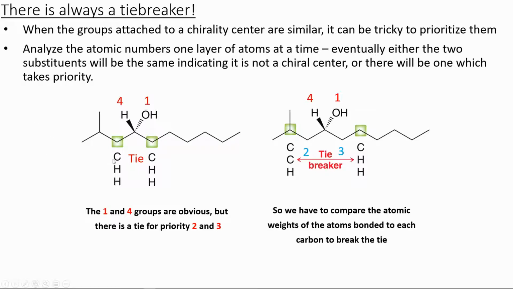We have to keep moving further away. So this carbon has 2 hydrogens attached. This carbon has 2 hydrogens attached. These two are tied. So if we step out one further carbon, this carbon has 2 carbons attached and a hydrogen, whereas this carbon has 1 carbon attached and 2 hydrogens. So this is the tiebreaker. On one we have a carbon relative to a hydrogen on the other, so the left side here will take the highest priority. We have to compare the atomic weights of the atoms bonded to as we move further out to make the tiebreaker.